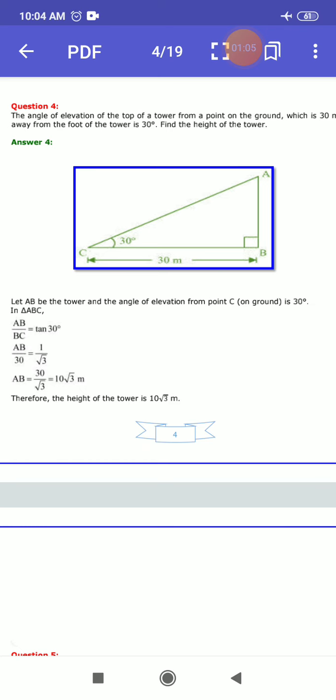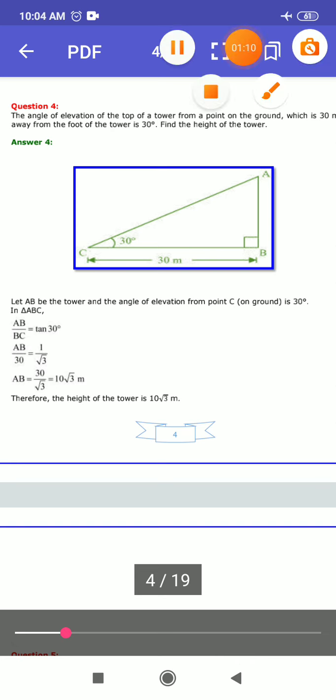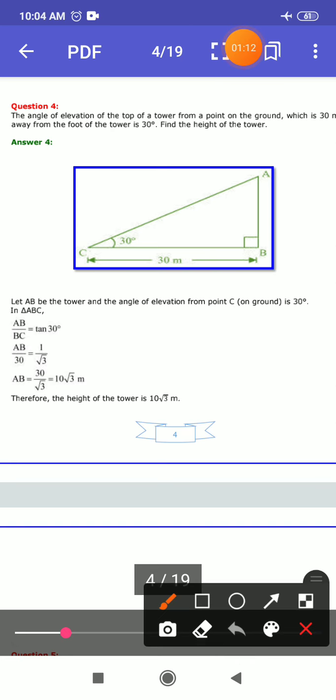So you very well know angle of elevation. What is the meaning of angle of elevation? You very well know, because in the class or by the online mode, sir has explained how to work with the angle of elevation in some applications of trigonometry. Here the top of a tower is given, so that means a tower is given here, so this is your tower.